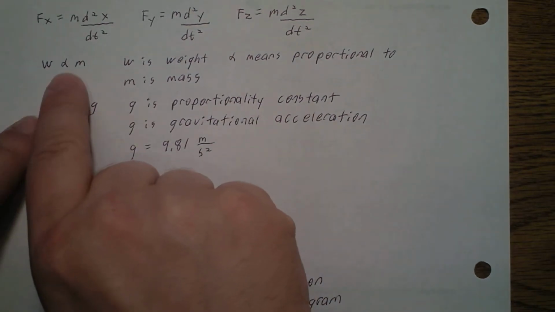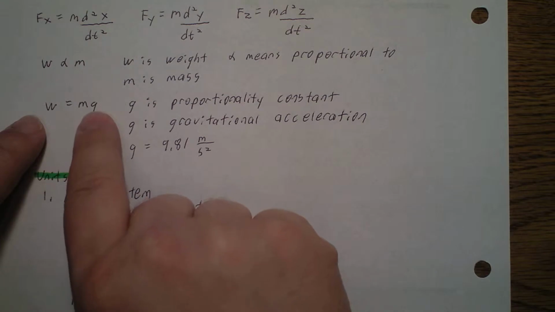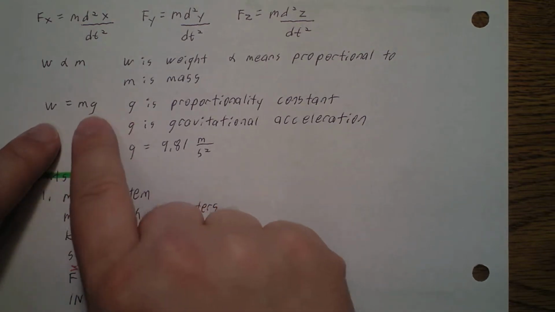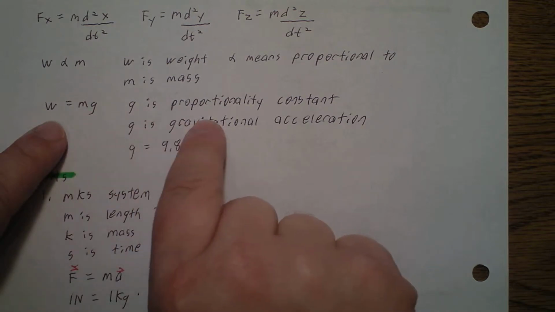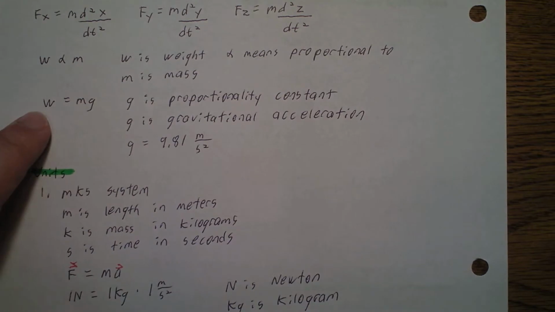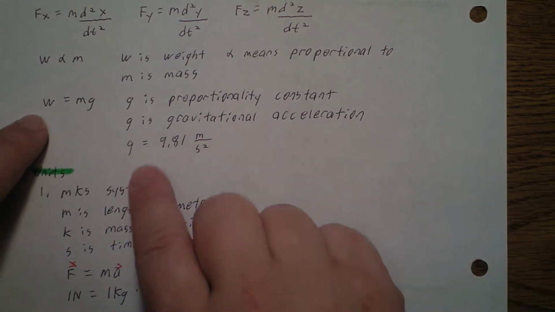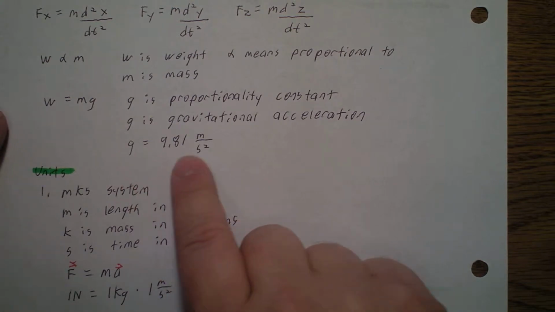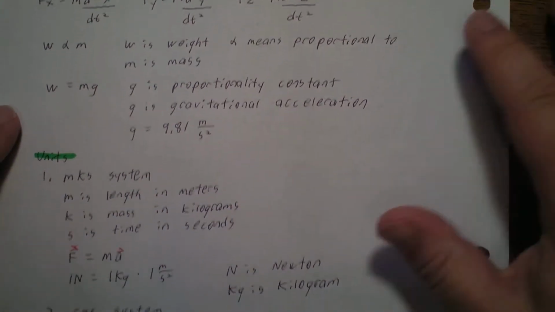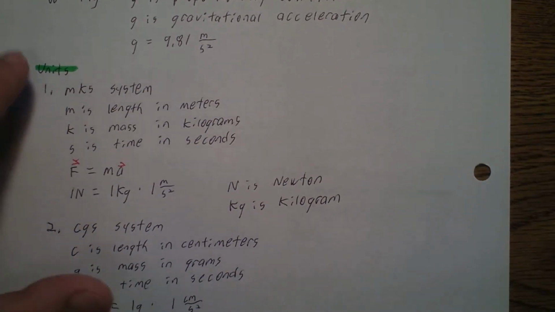When you want to convert a proportion to an equal sign, you're going to use a proportionality constant. For gravity, that's going to be lowercase g. So this lowercase g is our proportionality constant due to gravity, and that converts our proportion to an equal sign. So g is the symbol for gravitational acceleration. And at Earth's surface, that would be 9.81 meters per second squared, which is the only kind of gravity we'll be doing in this class. It's not an astronomy class.